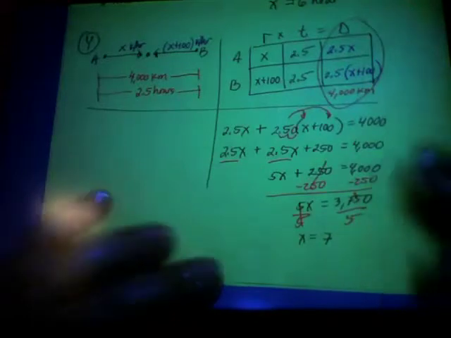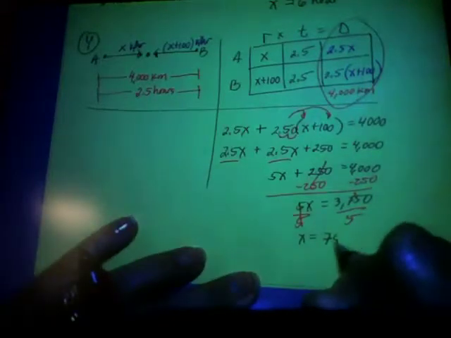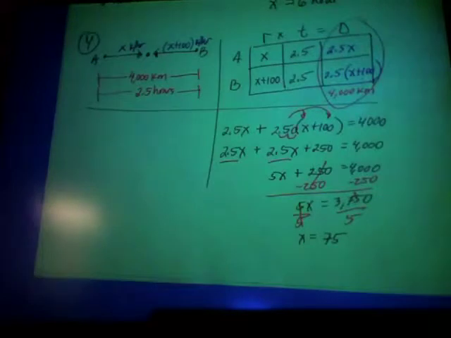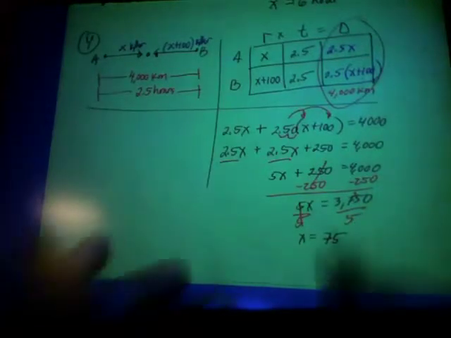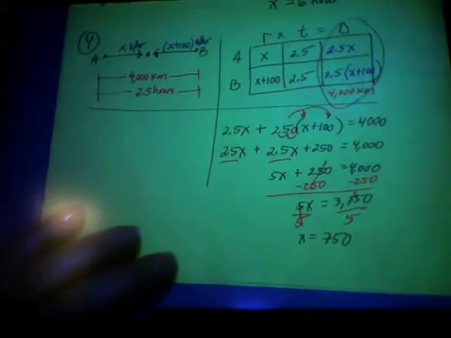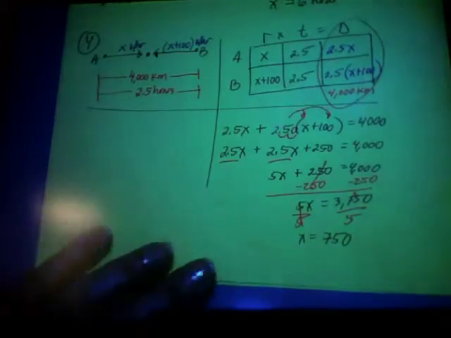5 goes into 25 how many times? 5. What's 5 times 5? So nothing's left over. So how many times does 5 go into 0? 0 times. There's your shorthand division. Or you can do it all out long the way. So I found x. Again, go back to your chart.